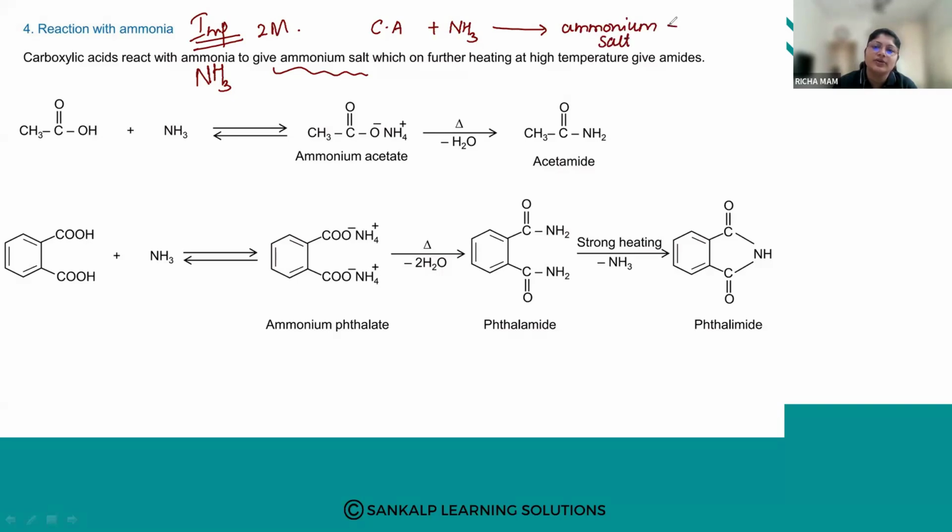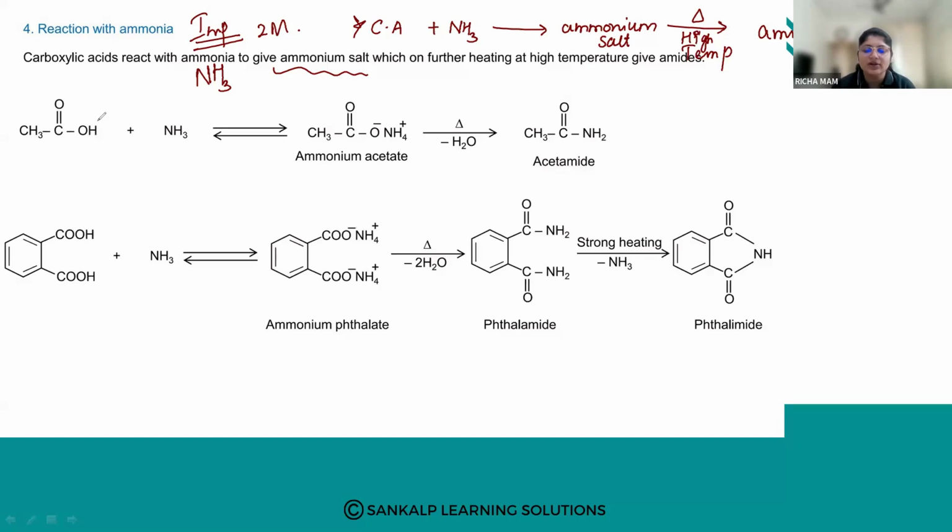This ammonium salt, we are going to heat it at high temperature, and what are we going to get? Amides. So remember this. Carboxylic acid, when treated with ammonia, gives you ammonium salt. When you heat it at high temperature, you get amides.